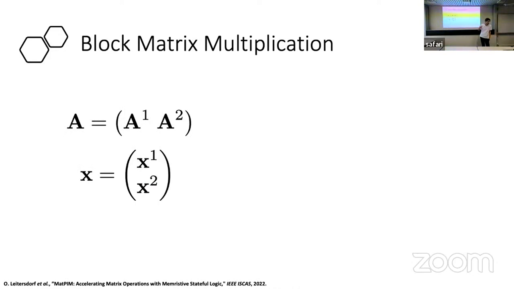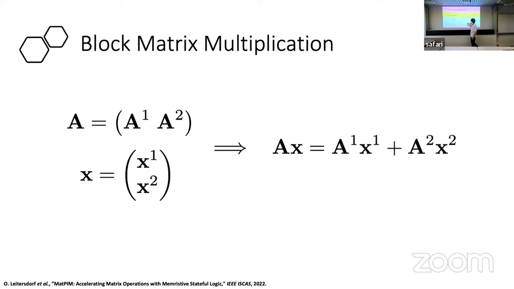Here we're using a very simple concept of matrix multiplication called block matrix multiplication. If we have a matrix A and we split it into a left half and a right half, and a vector X split into a top half and bottom half, the matrix vector multiplication AX can be expressed as A1X1 plus A2X2. Essentially, we're looking at this as a matrix multiplication between these two vectors, just in a dimension where every element is a matrix itself.